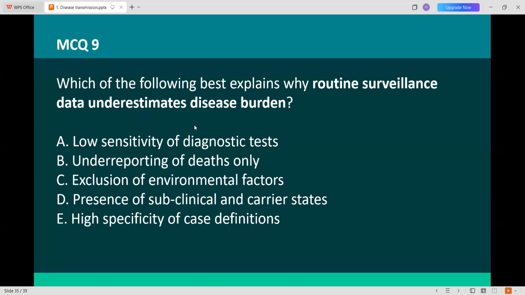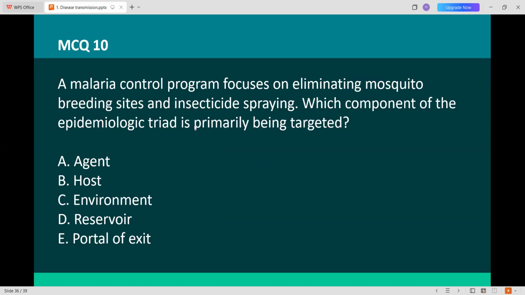MCQ number nine: which of the following best explains why routine surveillance data underestimate disease burden? A, low sensitivity of the diagnostic test. B, underreporting of deaths only. C, exclusion of environmental factors. D, presence of subclinical cases and carrier state. E, high specificity of the case definition. D is the right option.